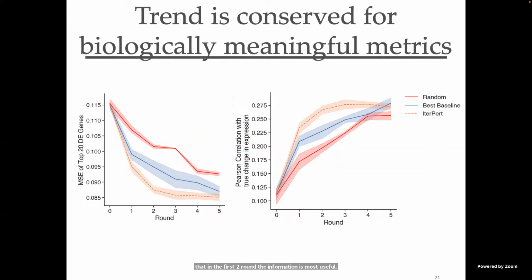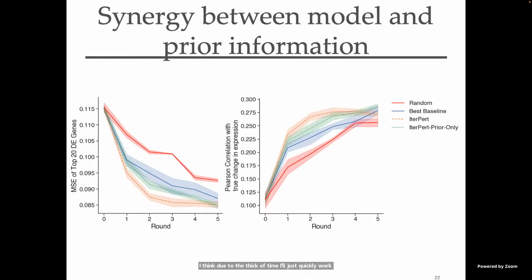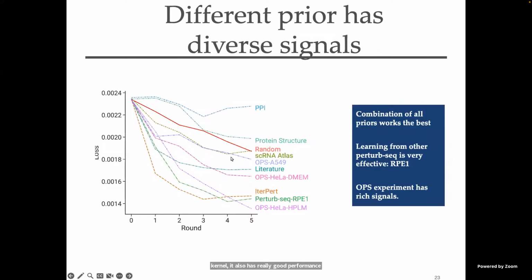We also check other biologically meaningful metrics and see that the trend is conserved. Due to the sake of time, I'll just quickly walk past these results. We also did some ablation where we remove the model kernel and use the prior only, and we see that it is slightly worse than integrating both model and prior. But surprisingly, just using prior without the model kernel also has really good performance. We also disentangle each of these prior sources, and we see that different priors have different levels of usefulness.